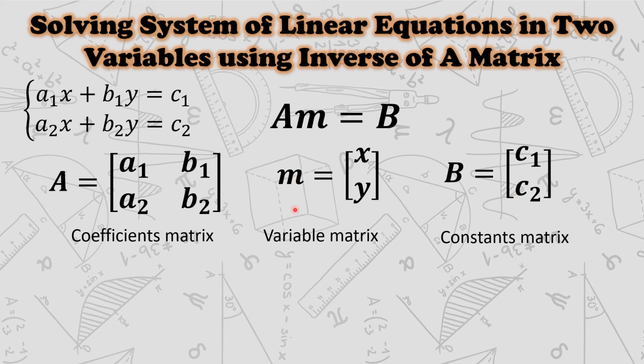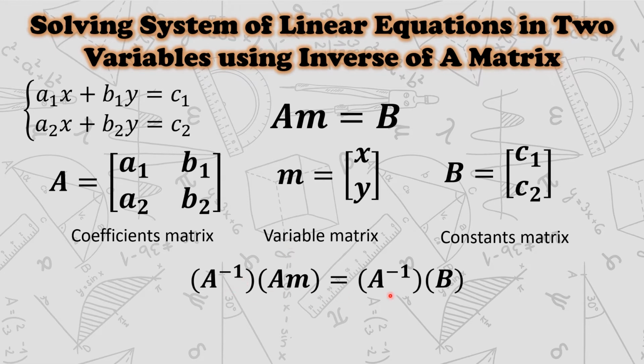And from here, we follow the equation. The inverse of A times AM is equal to the inverse of A times B. From the equation AM equals B, we multiply both sides by the inverse of matrix A. And since matrix A times its inverse is equal to the identity matrix, then that is equal to 1, 1 on the main diagonal. Then the values of X and Y here for the variable matrix will be equal to 1.